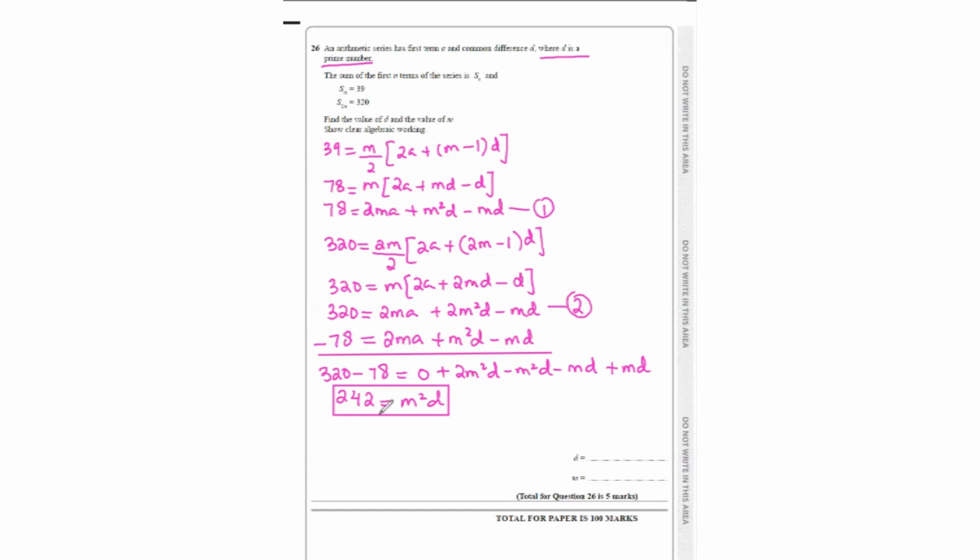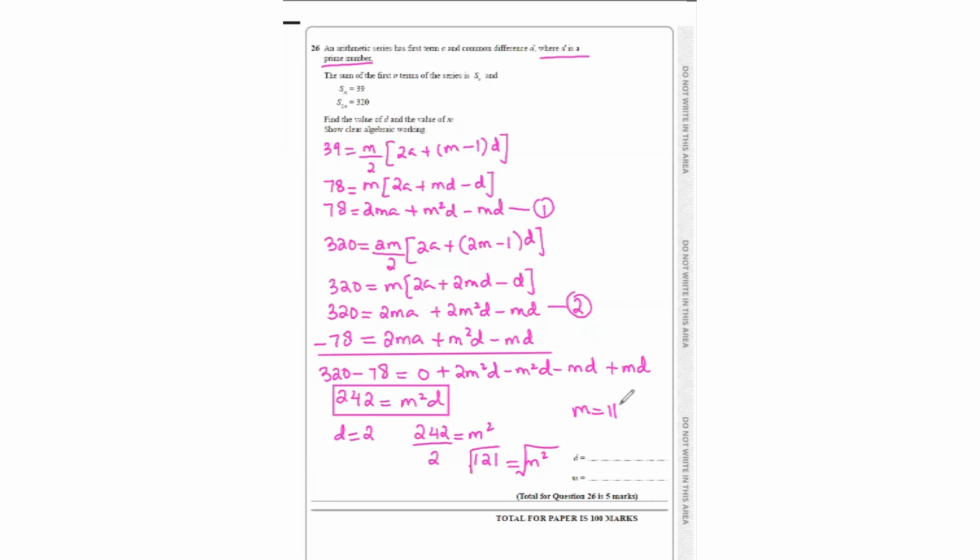So if I say that d is 2, then 242 divided by 2 equals m square. 242 divided by 2 is 121. So we square root both sides and we get m as 11. Okay, that is the first possibility.